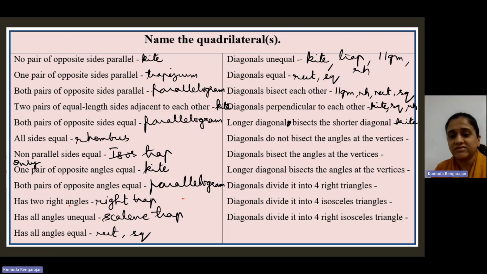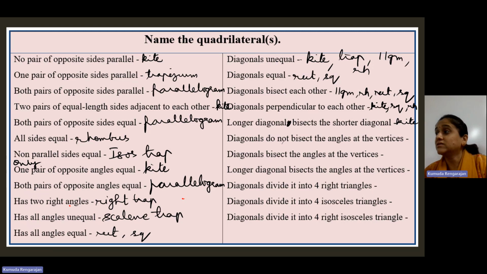Okay, it's time. We'll take this up in the next class because I need to recall the properties again. We'll see the last three. The others we have understood in the sessions here, but maybe you have not practiced at home, so you are not able to recall. We'll take up diagonals bisecting or not bisecting the angles at the vertices and revise that in the next class.